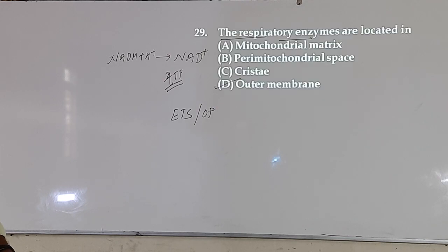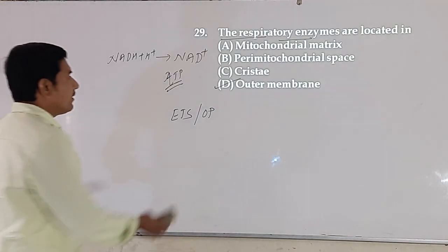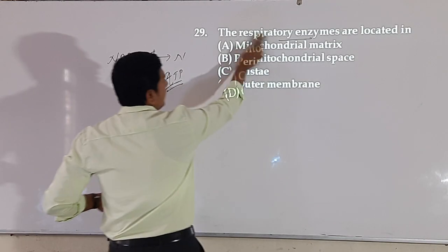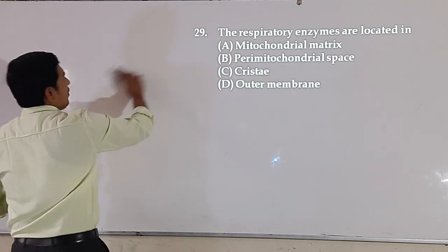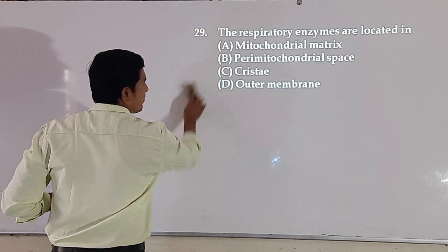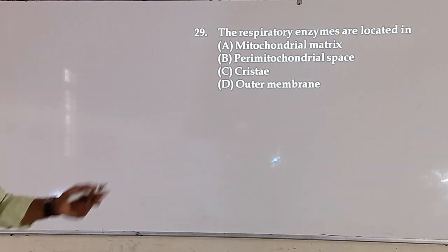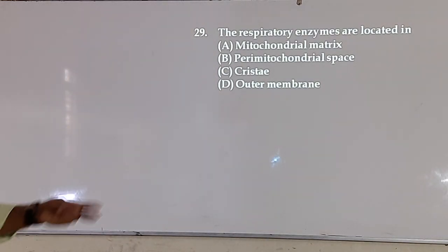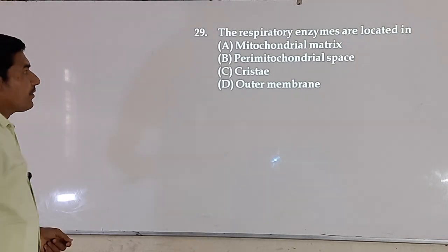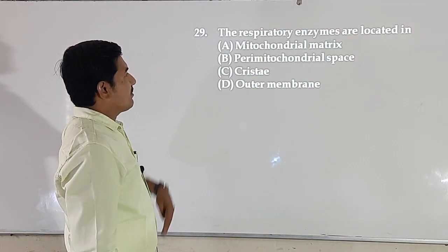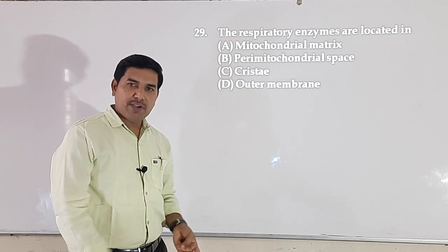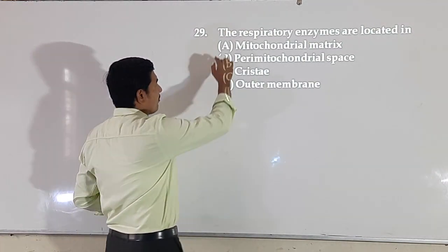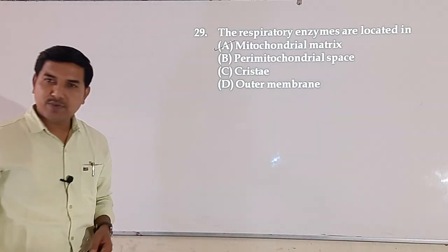Okay, section D. The respiratory enzymes, where are they located? Almost this similar type of question we have already come across. So respiratory substrates are present in the matrix of mitochondria. They are present in the mitochondrial matrix only. That is the question.